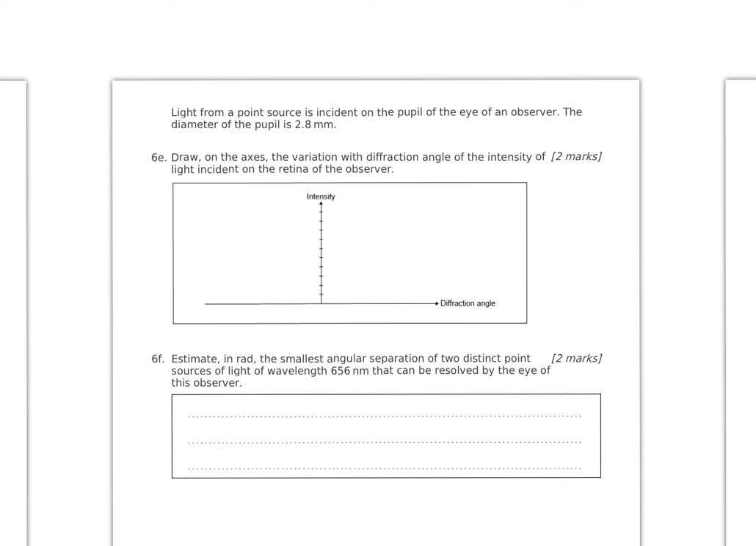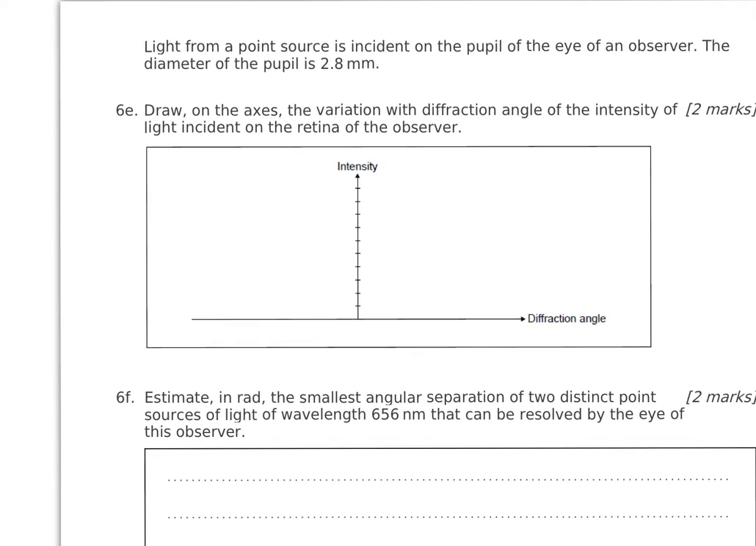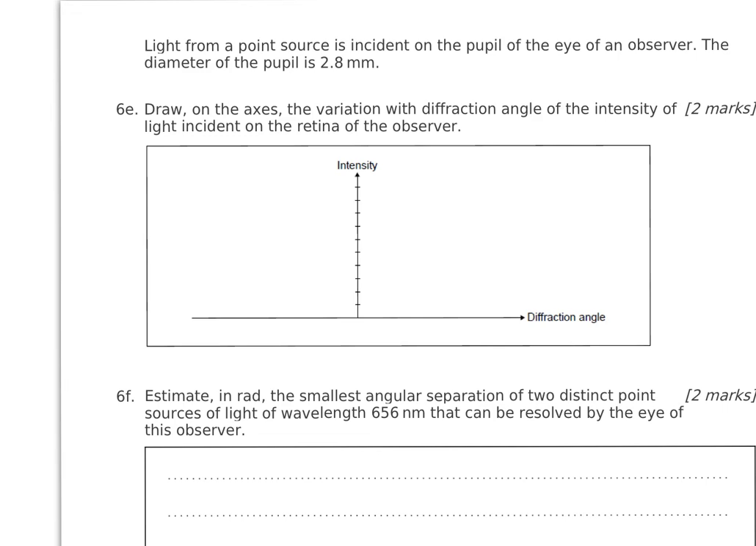And technically, even though it doesn't seem like it, a pupil is a single slit. It's not a slit, I mean, it could be for a cat, but it is one opening, and that is what a single slit is. So light coming into an eyeball is considered a single slit situation. And so 6E for 2 marks, we're looking at this graph of intensity versus angle, and we're basically drawing the intensity graph for a single slit situation. So we're going to give it our best go.